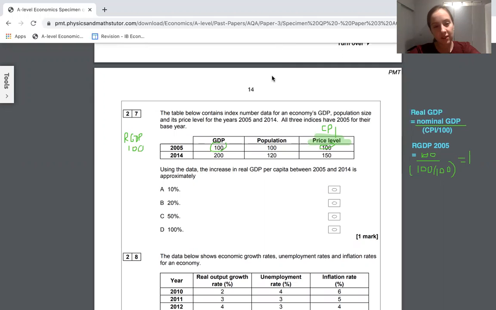And then I'm going to repeat. For 2014, that real GDP is your nominal value of 200. Divide that by the CPI index of 150. Divide that again by 100. Ooh, 200 divided by 1.5. What is this? Possibly 1. No, it's not. Hang on, I need my calculator for this one. $200 divided by 1.5, 133.